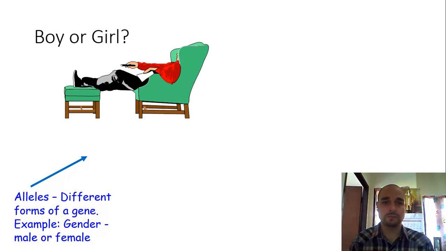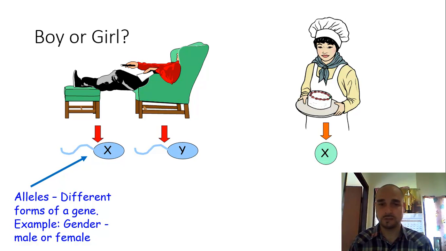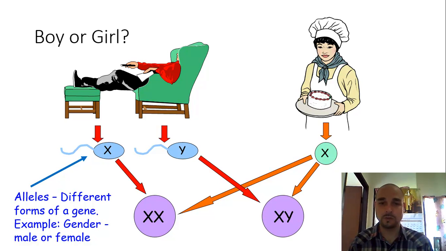Okay, so you've seen this before. You've got a mother and father, and the father is going to pass an allele for gender. He's going to pass either an X or a Y. The female is going to pass an X. So these are different forms of a gene called alleles. The example here is gender. If the father passes an X, and the mother is always going to pass an X, then you get a girl. And if the father passes a Y, an X and a Y will give you a boy.